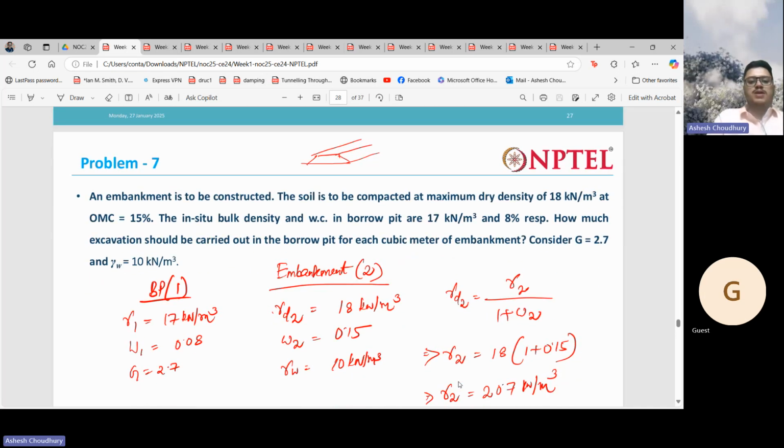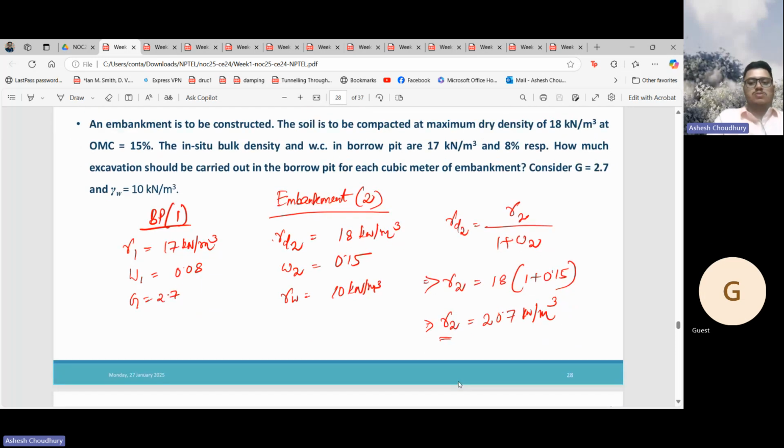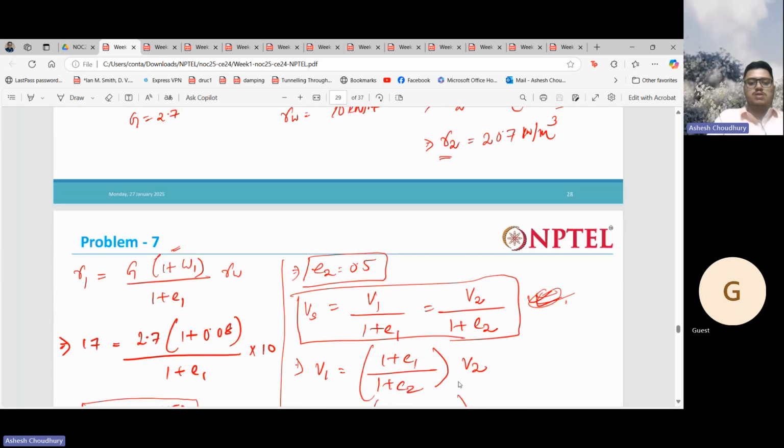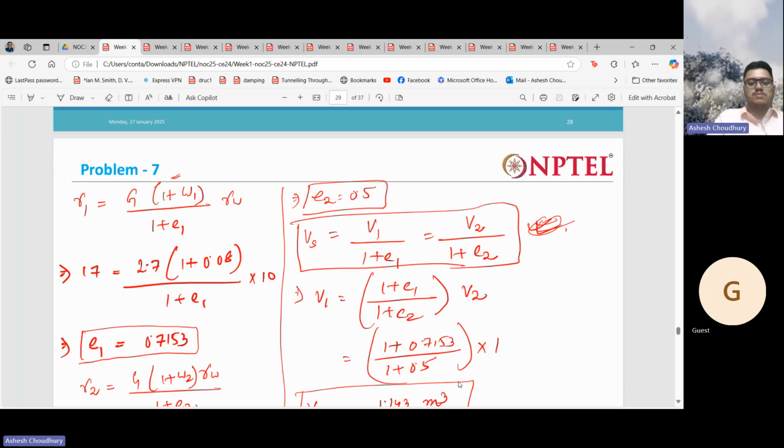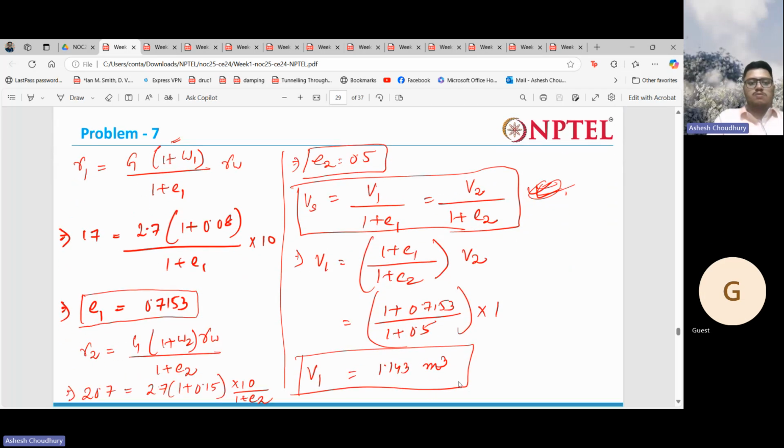Then we saw this borrow pit embankment problem. So we have a borrow pit from where we are bringing soil and dumping it to make an embankment at a site. In that case, how the mathematics or the calculations work, that we solved. So please have a look into this. I hope you recall how we solved these problems.